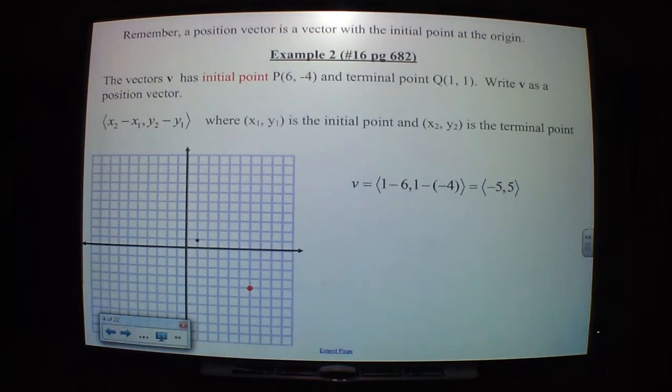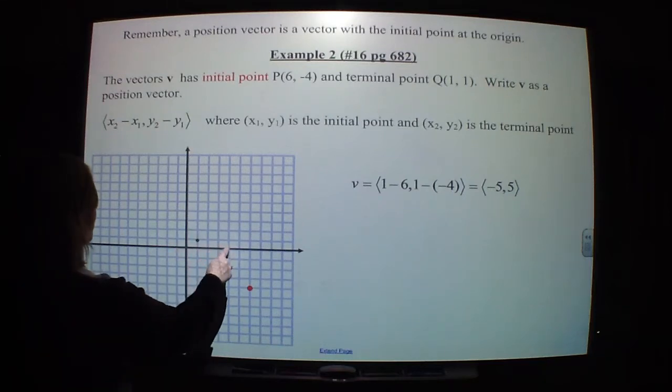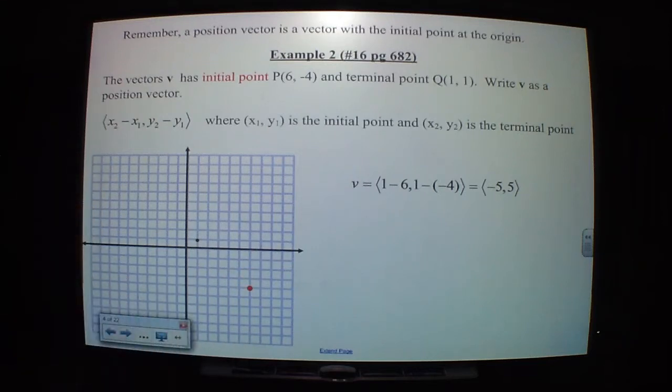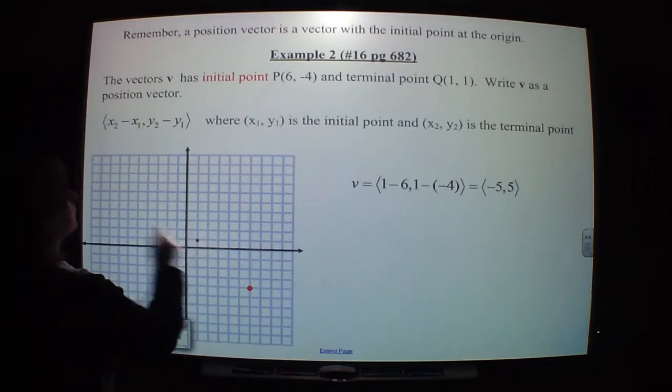Remember, a position vector has the initial point at the origin at 0, 0. So the vector v has an initial point of 6, negative 4. That red dot is 6, negative 4. Its terminal point, its ending point, is 1, 1. So there's the ending point.